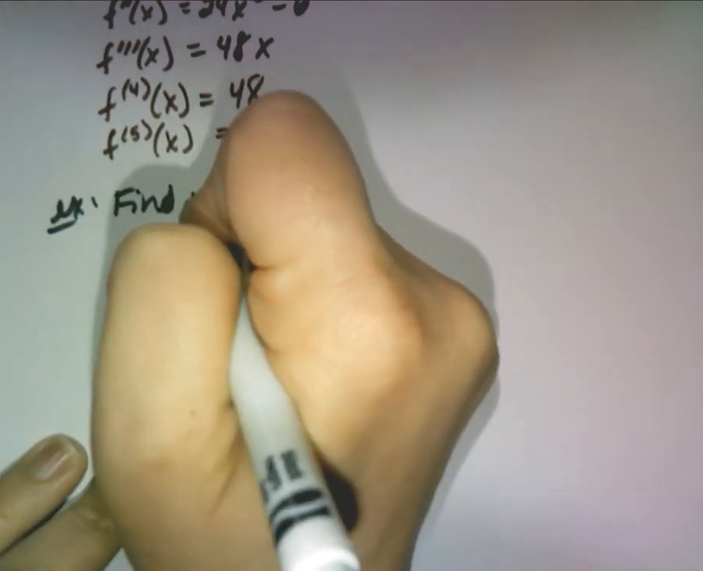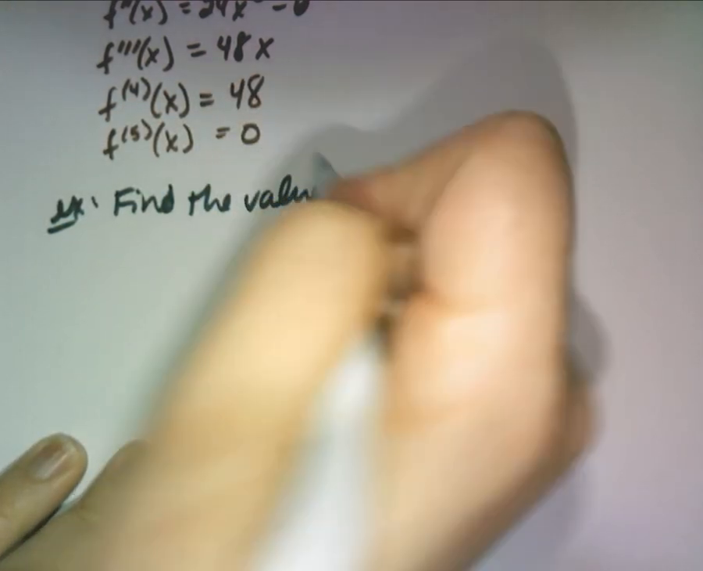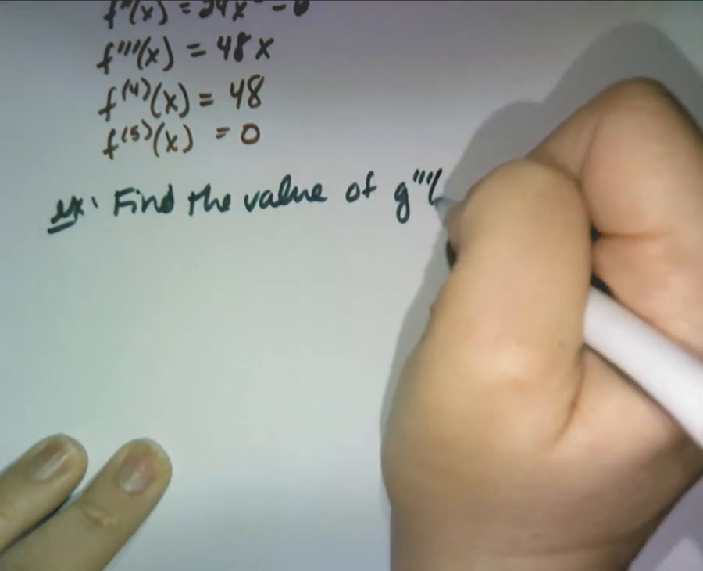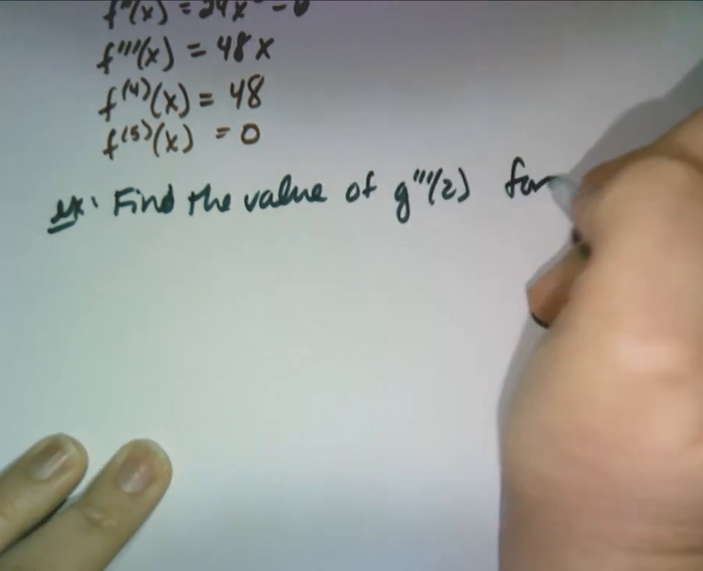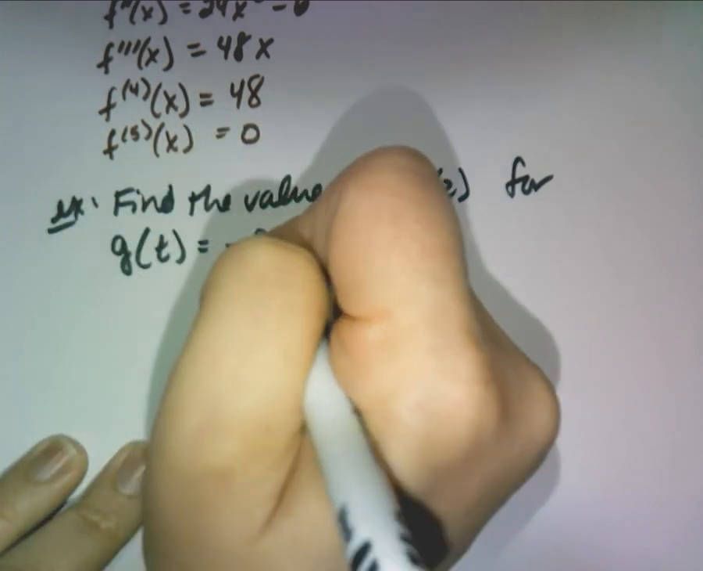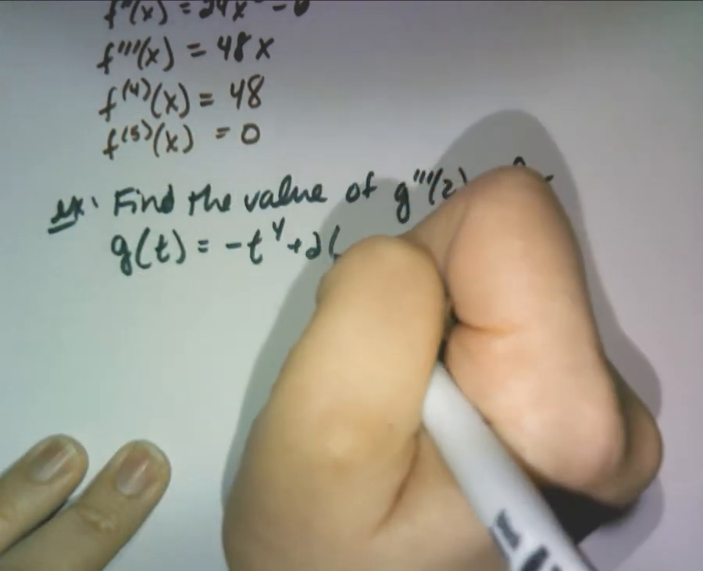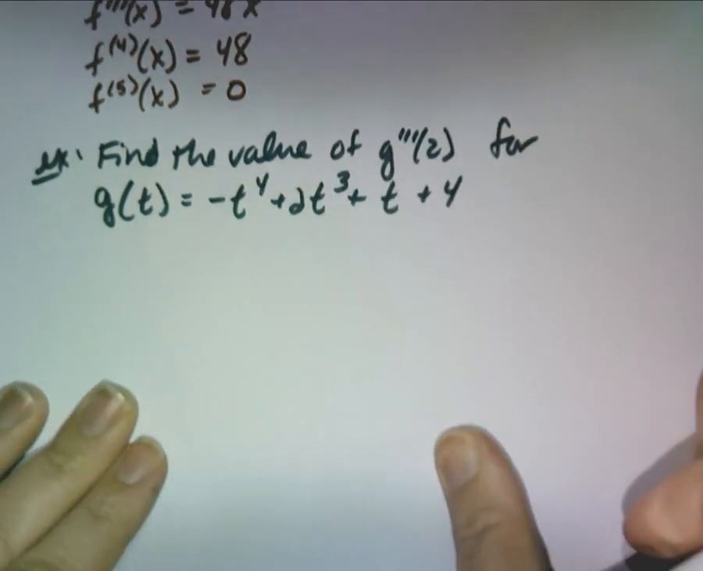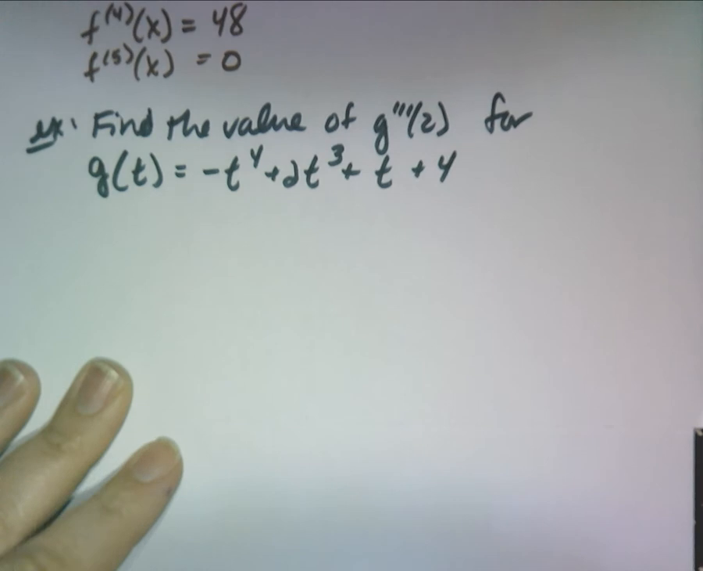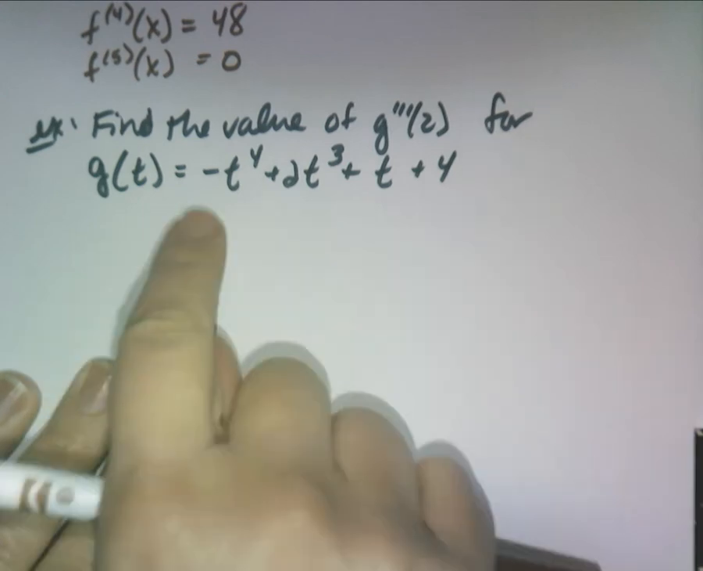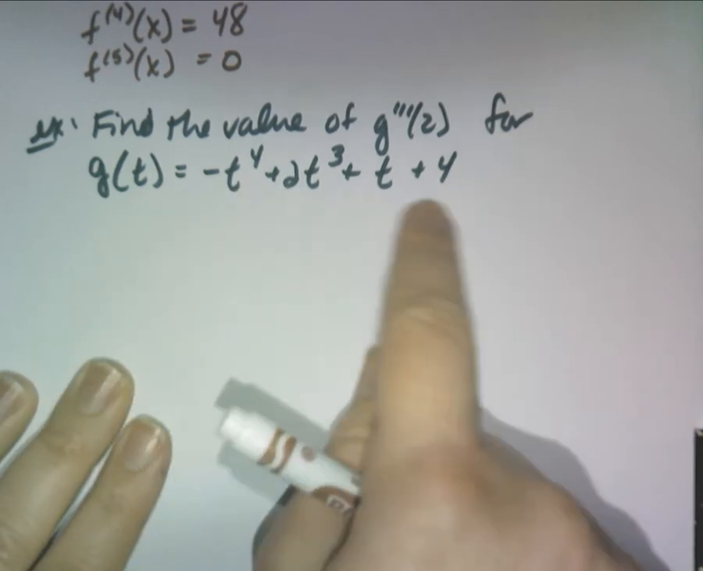Exactly. All right, now, how about this question? Find the value of g triple prime of 2 for g of t equal to negative t to the 4th plus 2t cubed plus t plus 4.